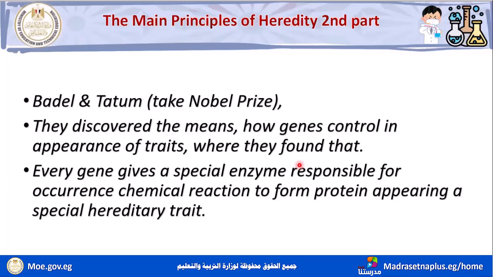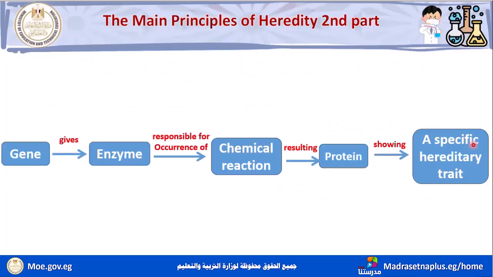Beadle and Tatum took the Nobel Prize. They discovered how genes control the appearance of traits, where they found that every gene gives a special enzyme responsible for the occurrence of a chemical reaction to form a protein appearing as a special hereditary trait. Gene gives an enzyme responsible for the occurrence of a chemical reaction, resulting in a protein showing a specific hereditary trait.